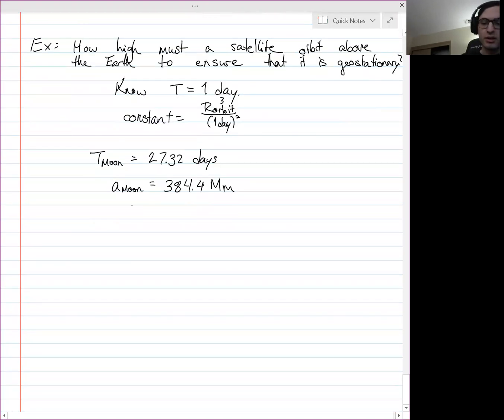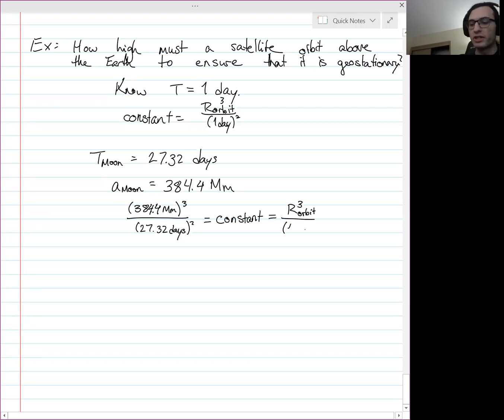So that means that 384.4 megameters cubed divided by 27.32 days squared is equal to that constant, because the gravitating body is the same. It's still the Earth. And so this should be equal to r cubed of the orbit that we're interested in, this geostationary orbit, divided by 1 day squared. Now, you could work out the math. It works out that the left-hand side looks like 76,458 cubic megameters per square day, which is a really weird unit, but, you know, sue me, it's a totally valid unit. And so this should be equal to the orbit cubed divided by 1 day squared, 1 square day.